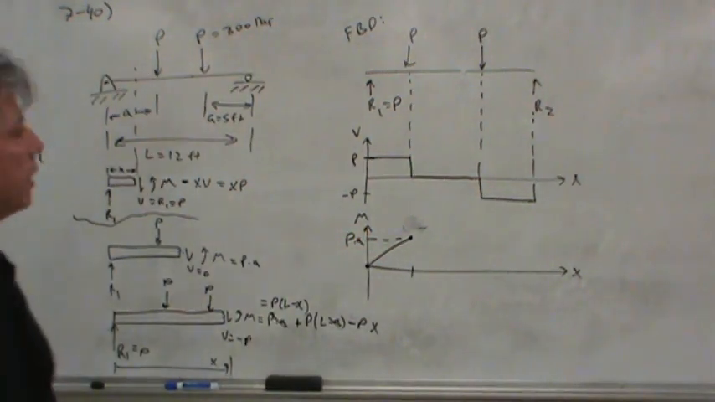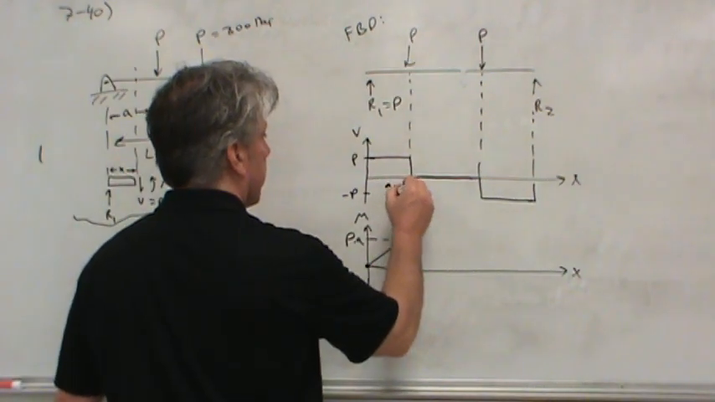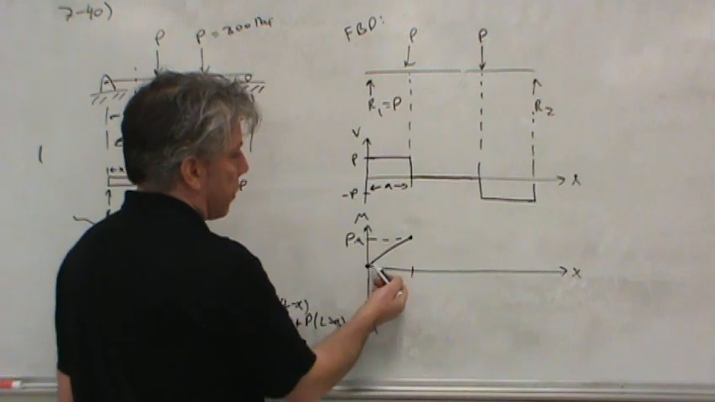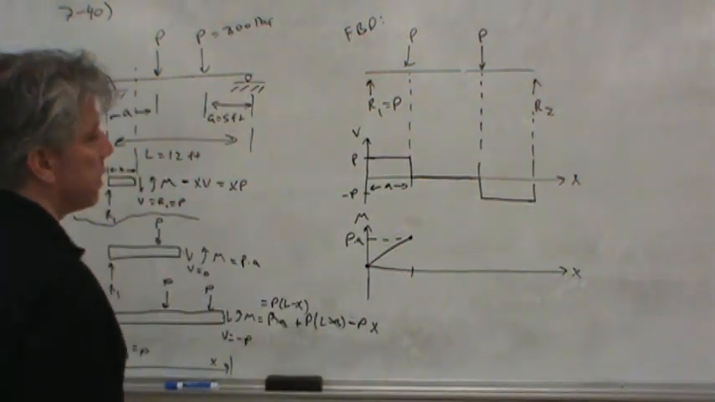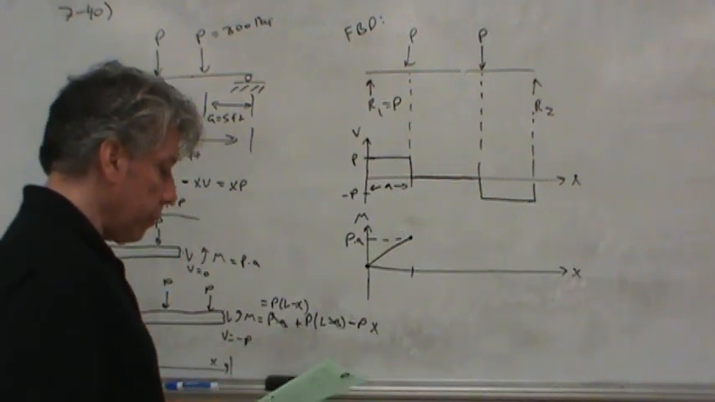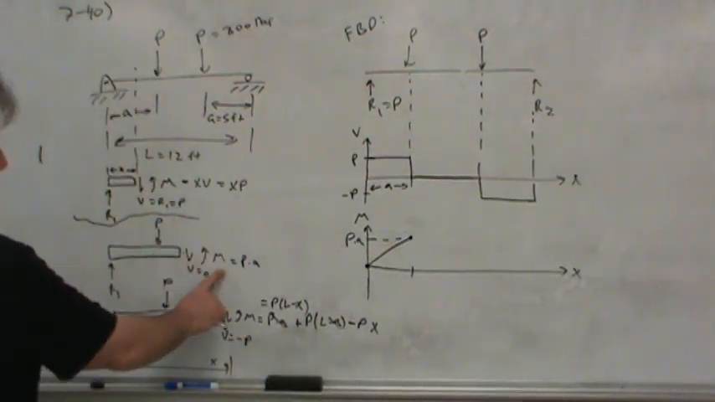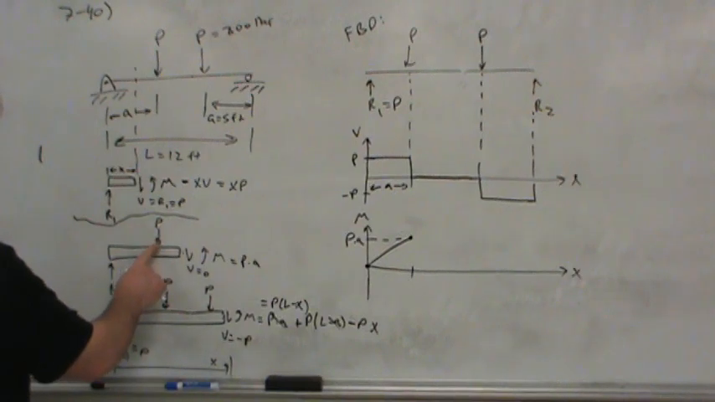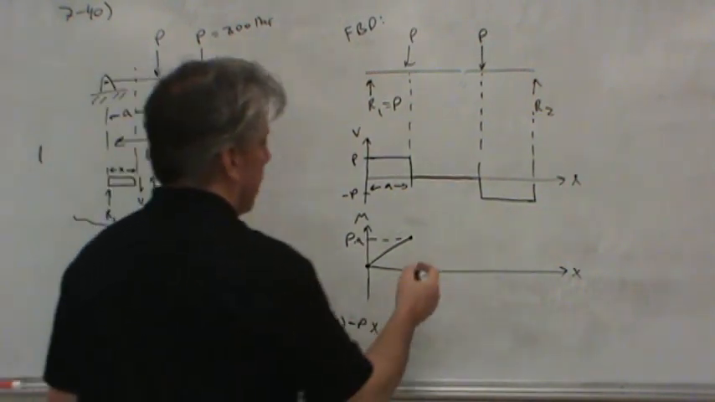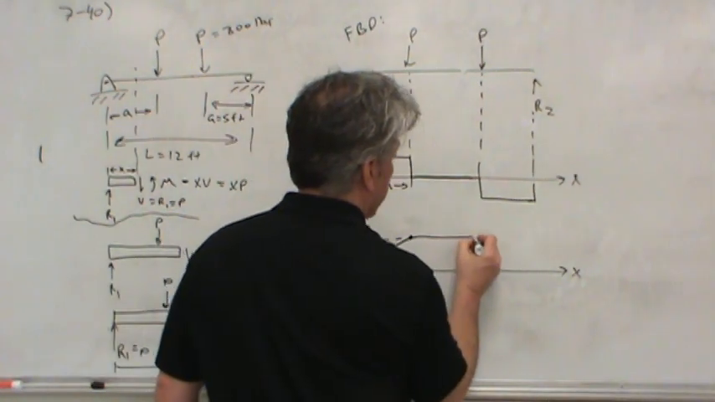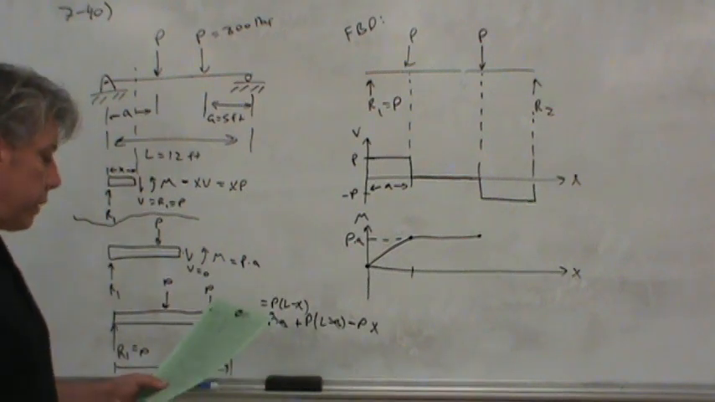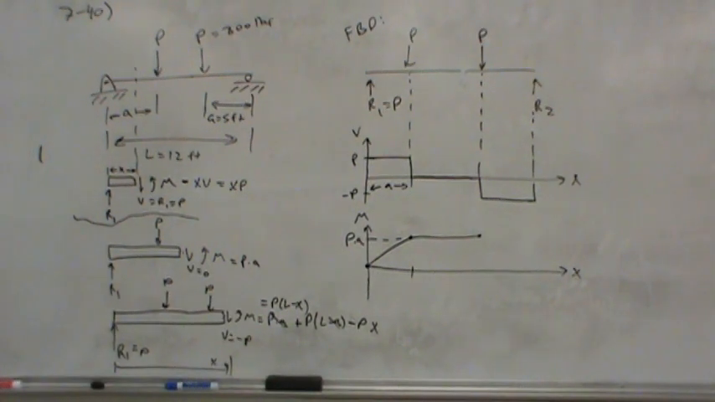Because remember, this length here is a. So the moment increases linearly in the beam and ends up at P times a once we reach load P. Now then the moment is at magnitude P times a once we reach P and remains constant regardless of where we are between these two loads P, and so the moment simply remains constant until we reach load P at magnitude P times a. Well, then what happens?